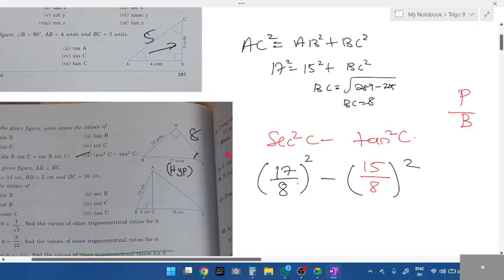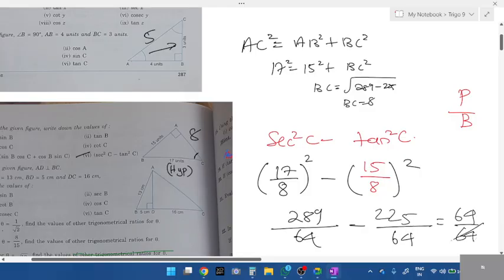Next, how do you solve this? 289 by 64, divided by 64 by 225. What's the value? Answer here.